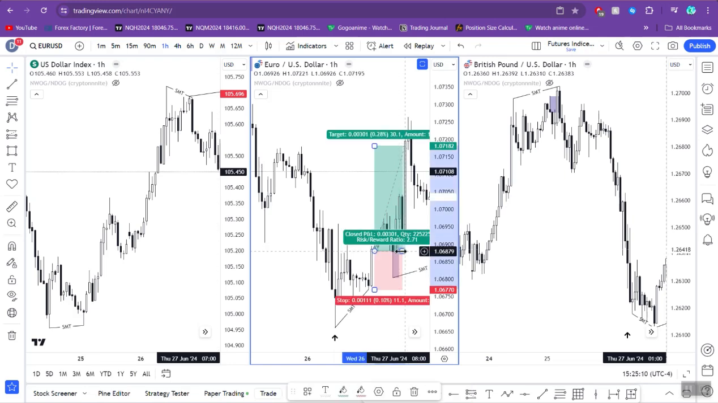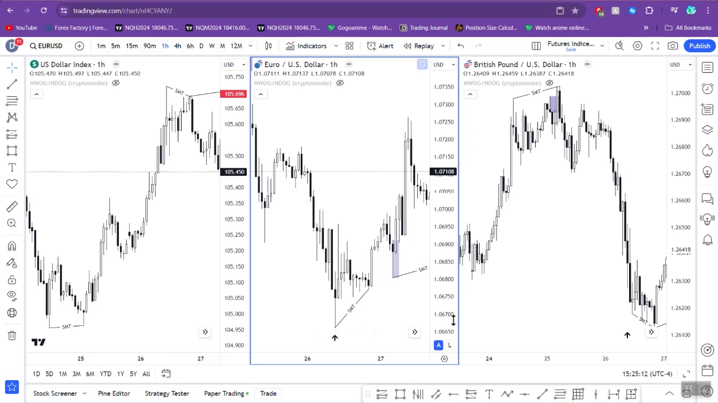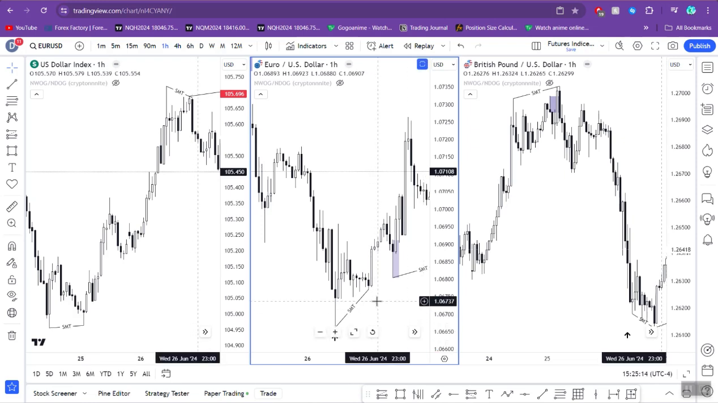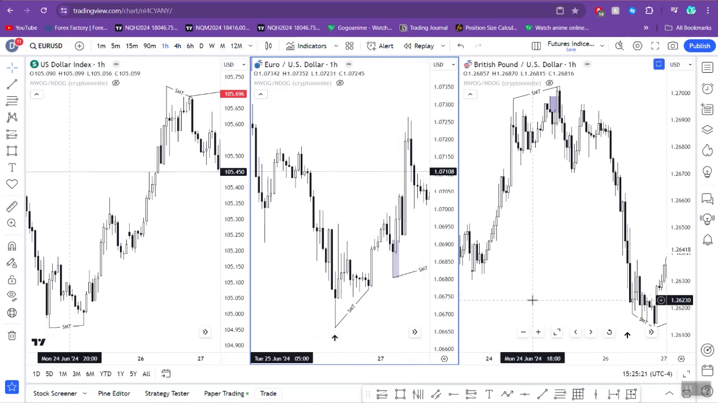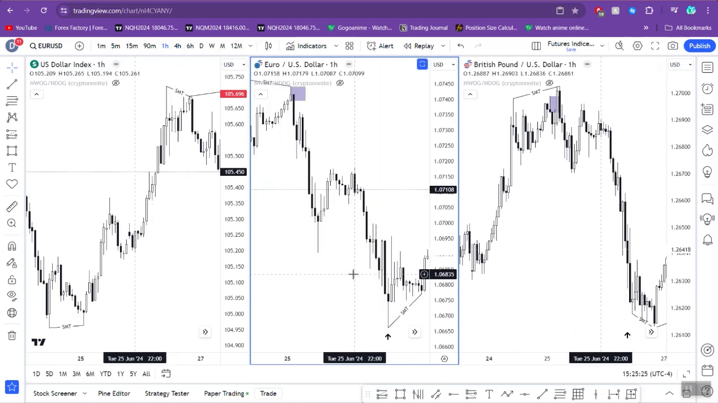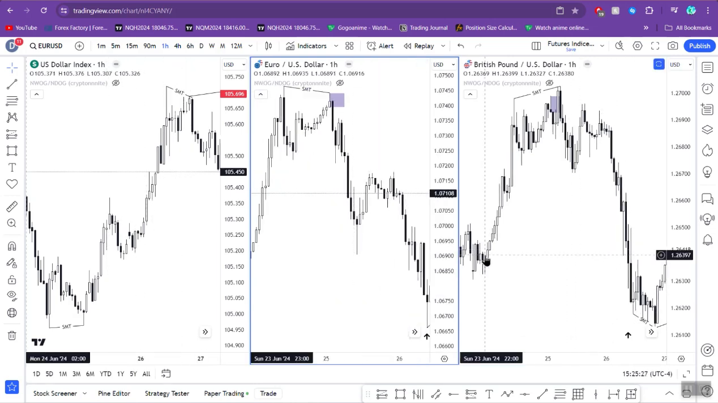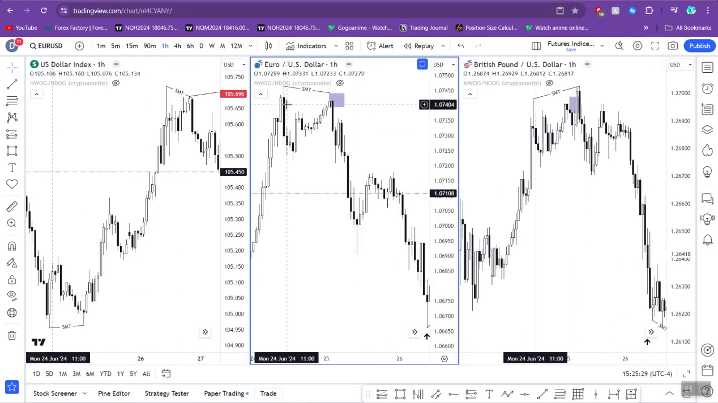Now, another thing that I would like to say is that whenever you have SMT divergence, if you want to be in a trade where it goes more in your direction, it's best, especially if you scalp on a short-term basis and you want your take profits to be hit much faster, to trade the SMT that makes the lower high, right?